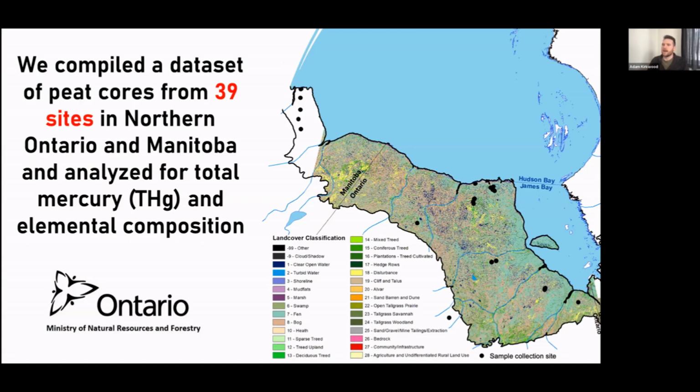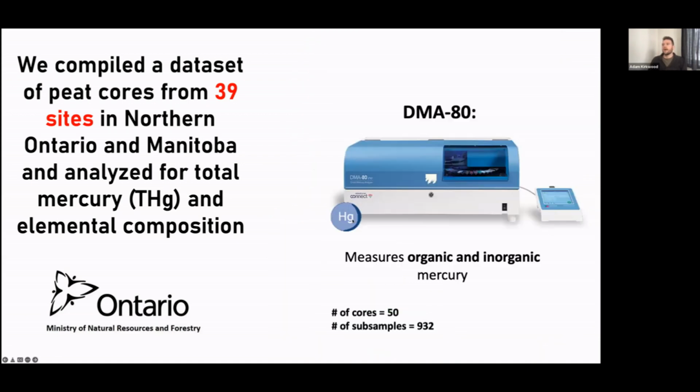So to do this, we compiled a data set of peat cores from 39 sites across Northern Ontario and Manitoba. So on the right, we have a land cover map of Ontario, and each of these black dots is a sampling location. And then we took all of these samples. So from the 39 sites, we have a total of 50 cores. And when we broke that down into subsamples, we had over 900 subsamples.